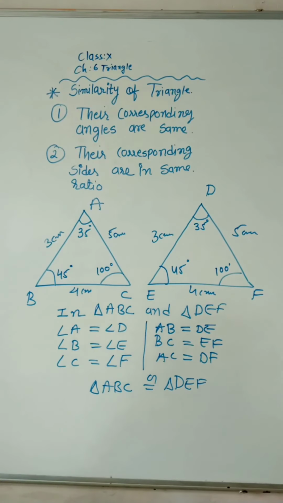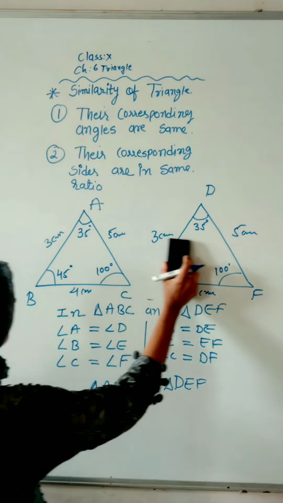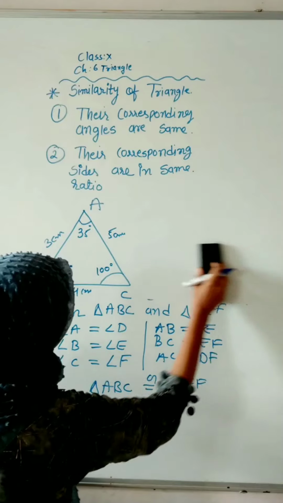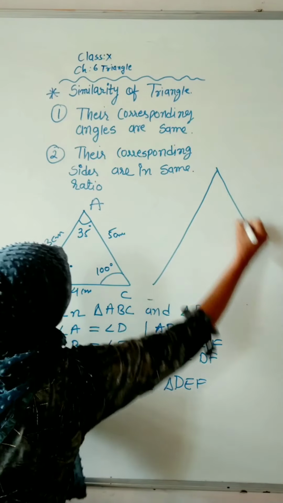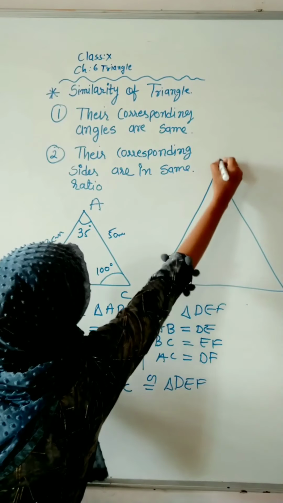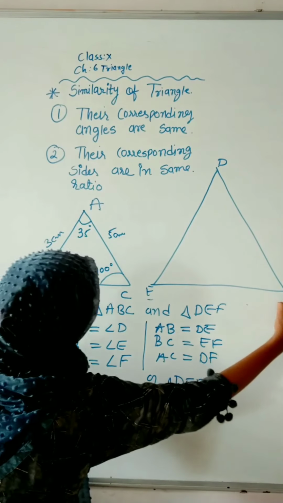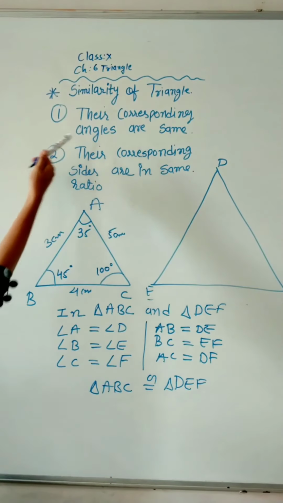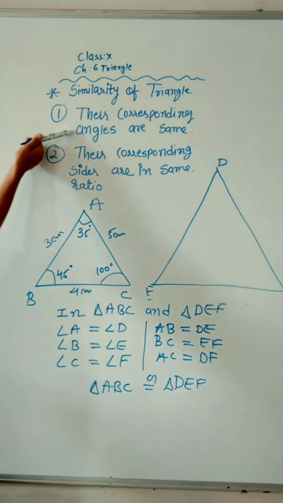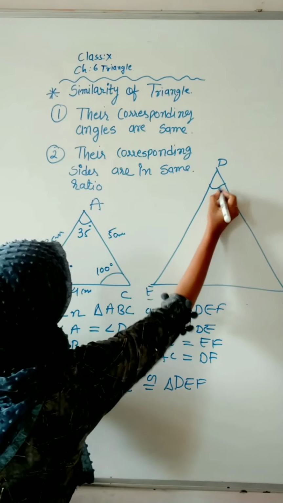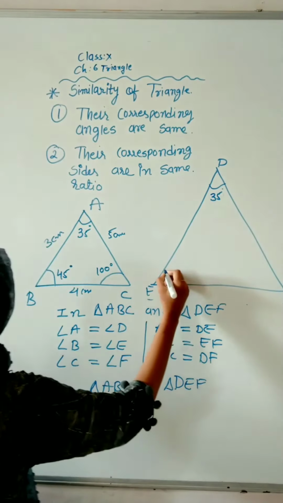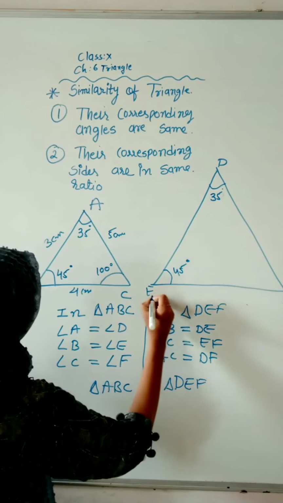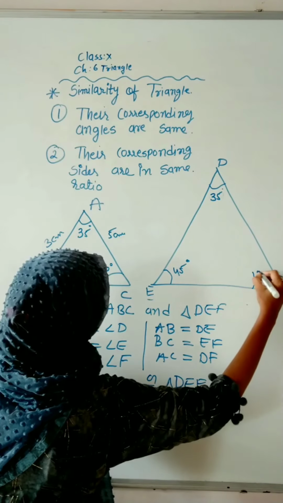So here we need not take this triangle exactly the same, but we can take one larger triangle and we can write it as DEF. But the first condition is that their corresponding angles are the same. Means angle A should be equal to angle D, means this could be 35, this could be 45 degrees and this could be 100 degrees.